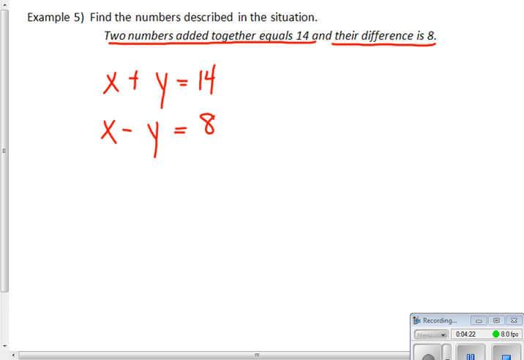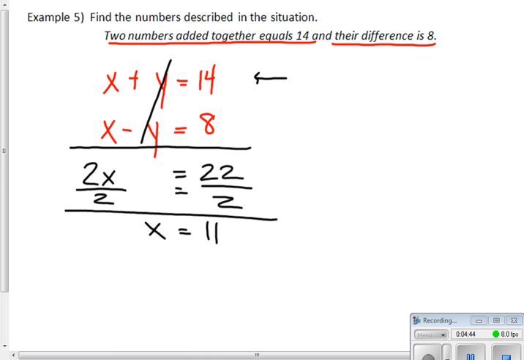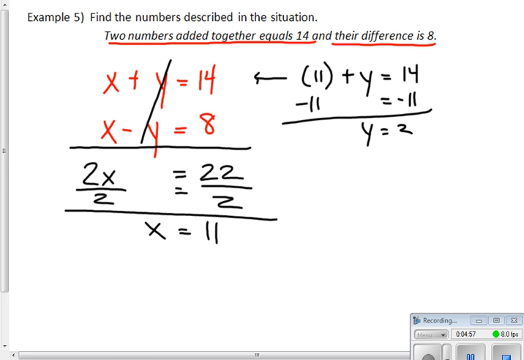So actually what's eliminating in this problem are your y values. x plus x gives us 2x equals 14 plus 8 is 22. Divide both sides by 2. And we find out x equals 11. Now we need to go ahead and plug it back into one of our equations above. So if I use this first equation here, in for x is 11 plus y equals 14. Get y by itself, minus 11 from both sides, and we find out y equals 3.